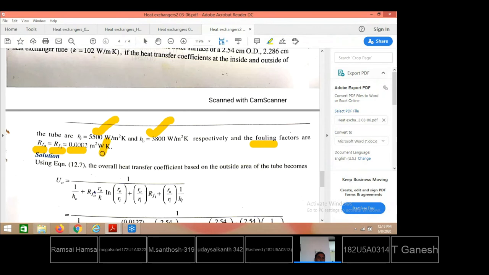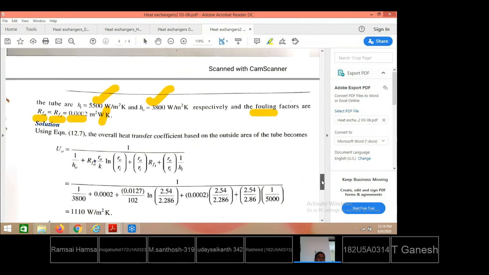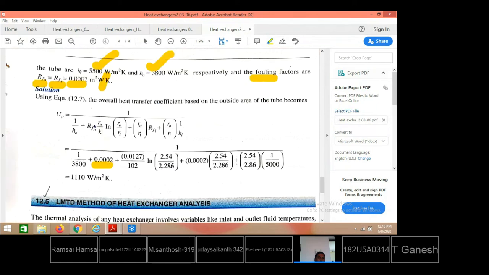So the inverse of overall heat transfer coefficient includes the fouling resistance. If we directly take the overall heat transfer coefficient with the inclusion of fouling resistance and substitute Rf naught and Rfi, which are the same, ultimately we get the value of overall heat transfer coefficient equal to 1110 watt per meter square Kelvin. This is how we estimate the overall heat transfer coefficient for heat exchangers.